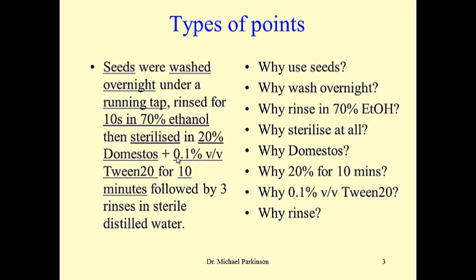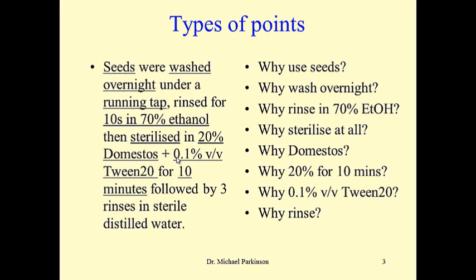Why were they rinsed for 10 seconds in 70% ethanol? Why were they then sterilised? Why not use seeds that aren't sterilised? Why use 20% domestos as a sterilant? Why add 0.1% volume for volume tween 20? So why use tween 20? And why use 0.1% volume for volume? Why not 1%? And why do it for 10 minutes? Why not do it for an hour or 2 minutes?